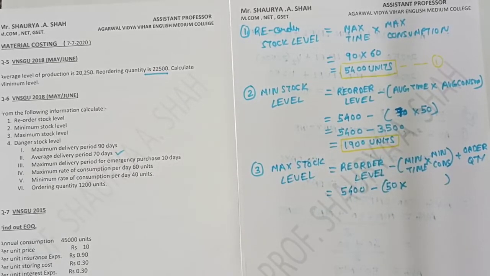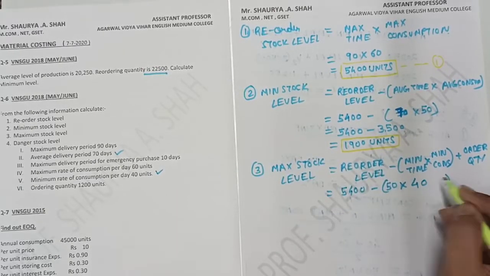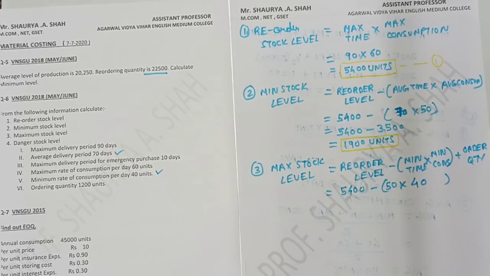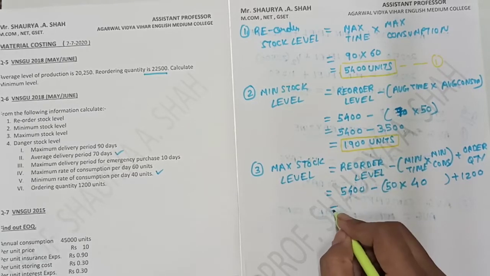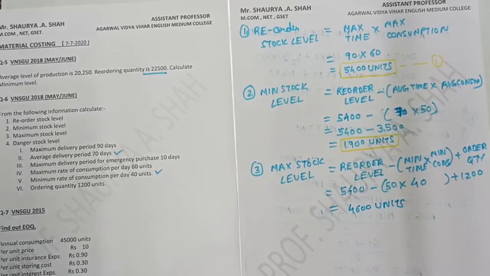What is the minimum consumption? Minimum consumption given in the sum, 40 units. Plus the ordering quantity, right? What is the ordering quantity? Ordering quantity is your 1200 units. So when I solve this, I will get the answer of 4600 units, right? I hope it is clear to each and everyone. That is 4600 units is the answer.